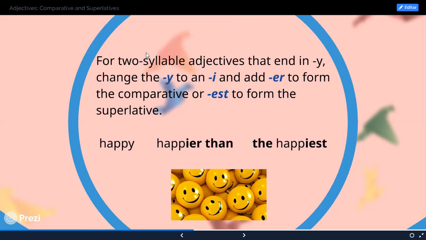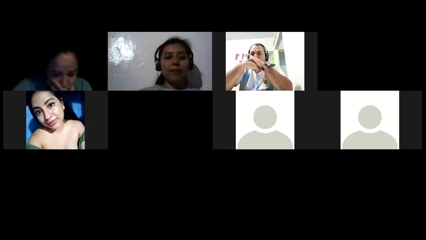So you can see that for two syllable adjectives that end in Y, we are going to change the Y to an I, and then we are going to add ER to form the comparative. Okay, so you can see we have happy, how many syllables? Two syllables. So since this adjective has two syllables and ends in Y, I'm going to delete the Y and add I, E, R. So let's see the following examples.